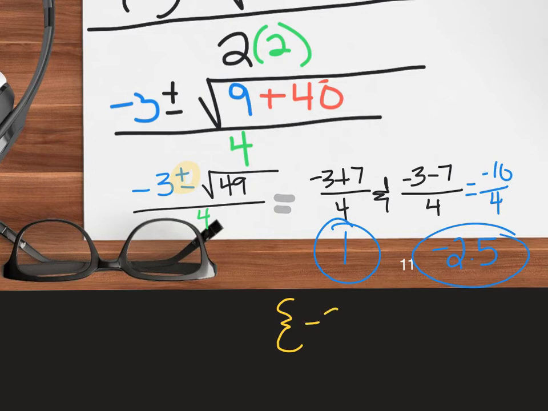So I'm going to say, okay, negative 2.5 and 1. There you go. There's your 2 answers.